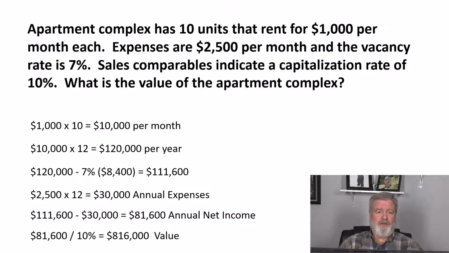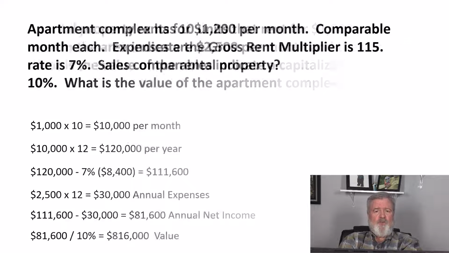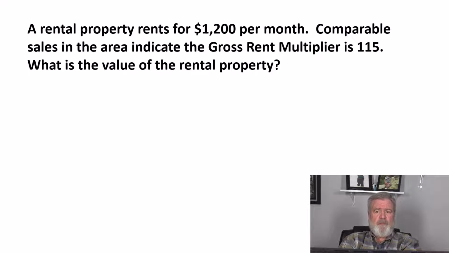All right. Let's look at another question. A rental property rents for $1,200 a month. Comparable sales in the area indicate the gross rent multiplier is 115. So what is the value of the rental property? Again, if you didn't watch the video on gross rent multiplier on how to do that, you need to watch it.